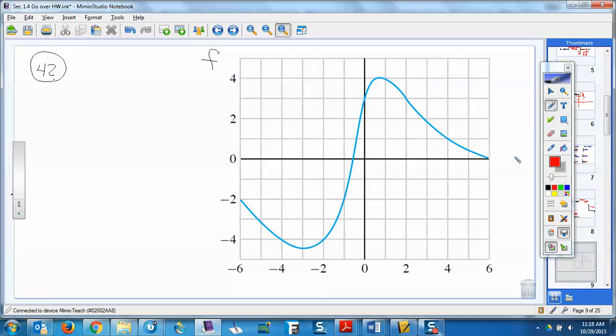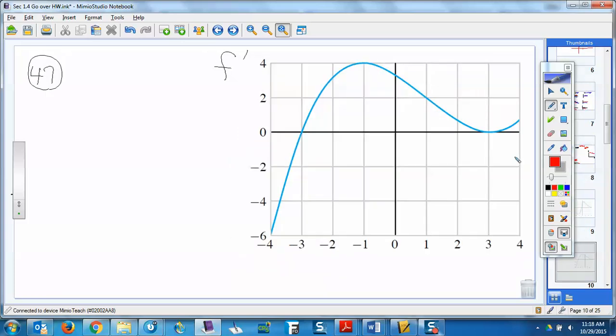You can see I told you we got a lot of stuff here. 42, I'm going to skip that one for right now. 47, I want to talk about that one. All right, 47 says, find the equation of the tangent line.